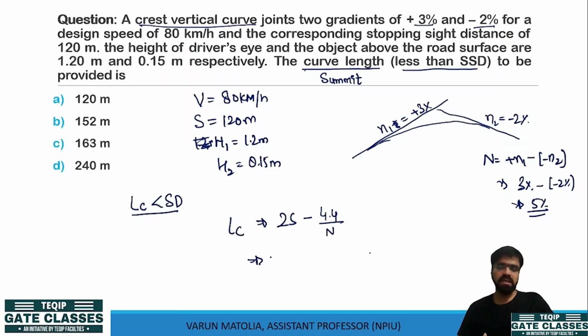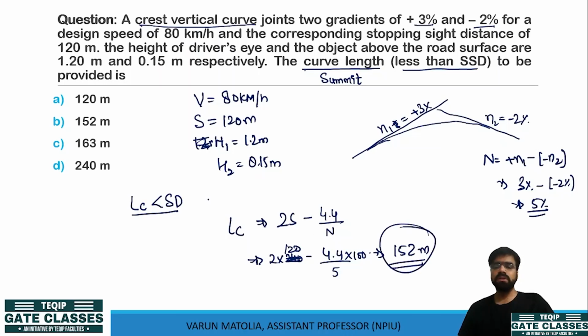Now we will get 2 multiplied by 240 minus 4.4 divided by 5 multiplied by 100. So this value is coming out to be, this is correct now. I hope you can follow what I have done here. This is not 240, this is 120. The answer is coming out to be 152 meters. Okay, now things are good.